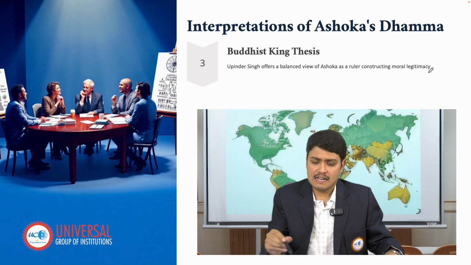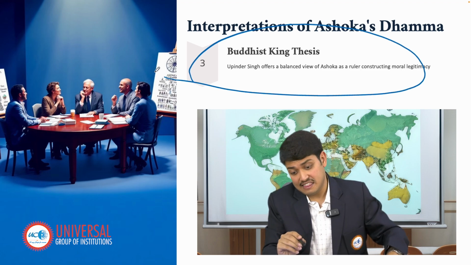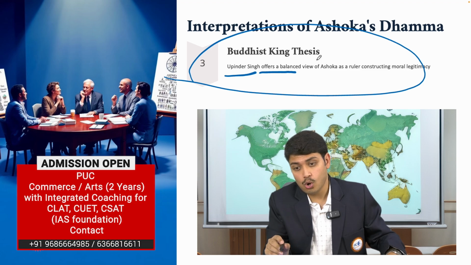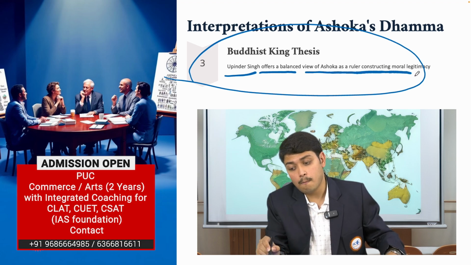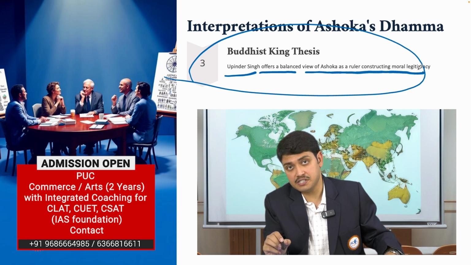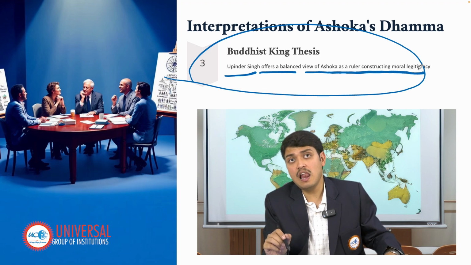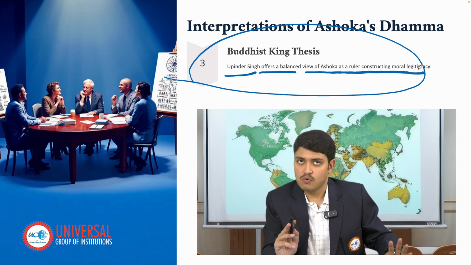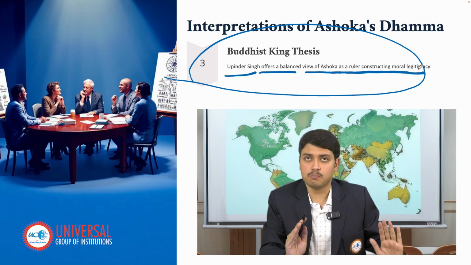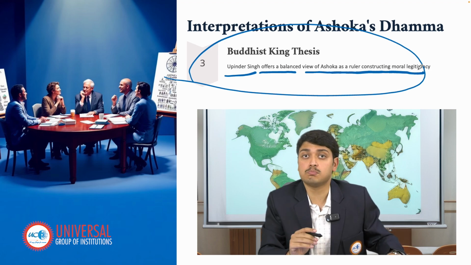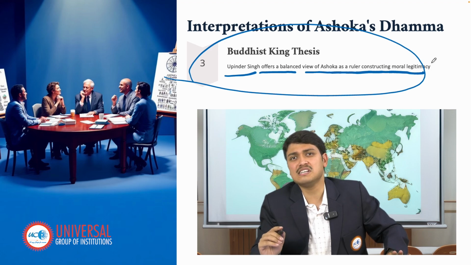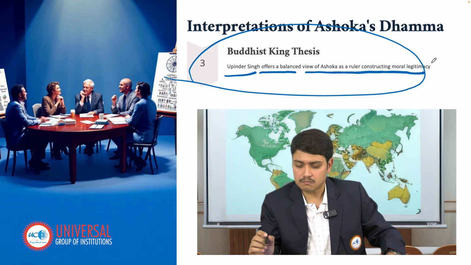Next is the Buddhist King thesis. For Upinder Singh, it offers a balanced view of Ashoka as a ruler constructing moral legitimacy with the help of Buddhist philosophy, not directly with Buddhism, but with the help of Buddhist ethics.